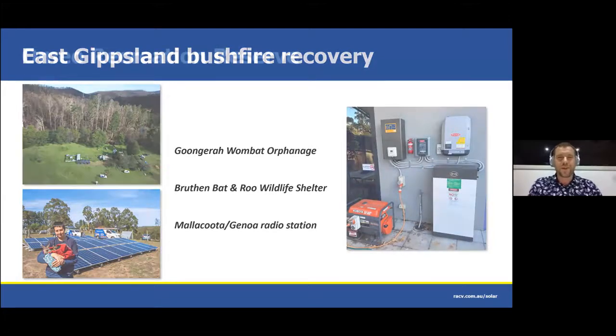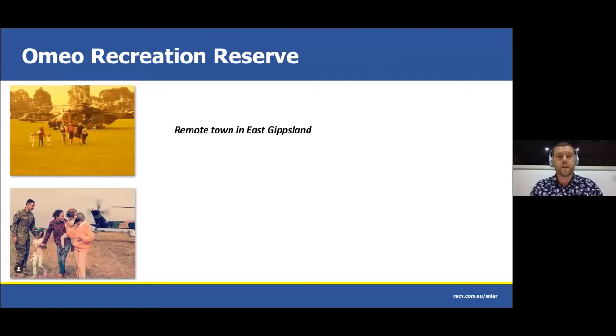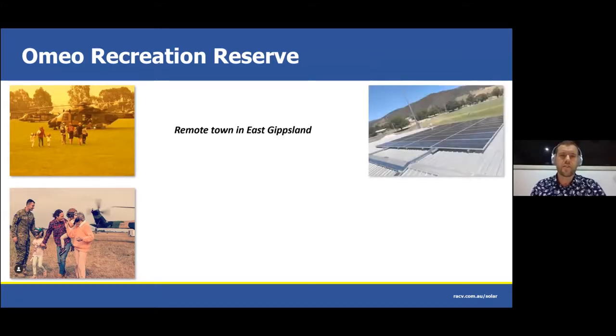That's the picture there I should have brought up. Omeo Recreation Reserve is another situation whereby they were isolated from all the other towns. They lost electricity. Anyone that has been familiar with that story there knows how badly hit the Omeo region was.